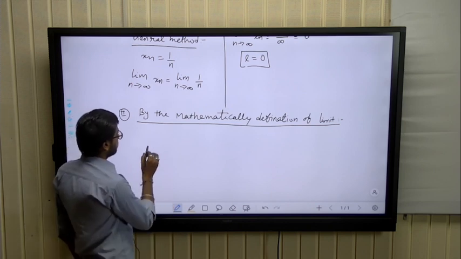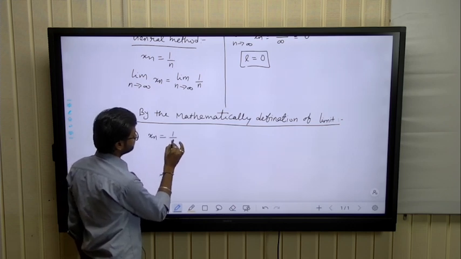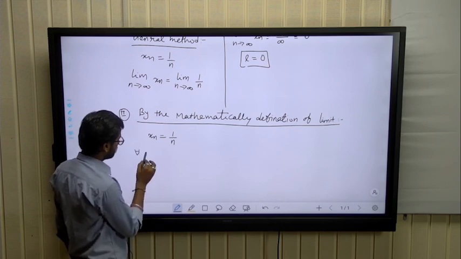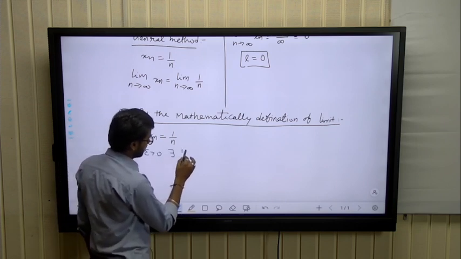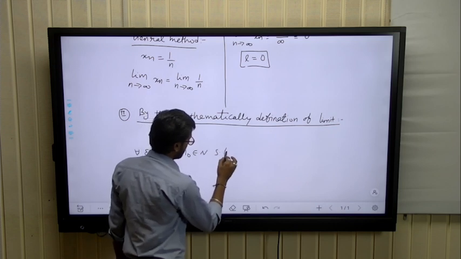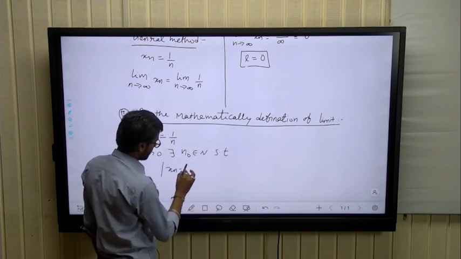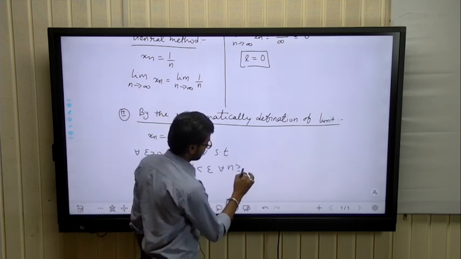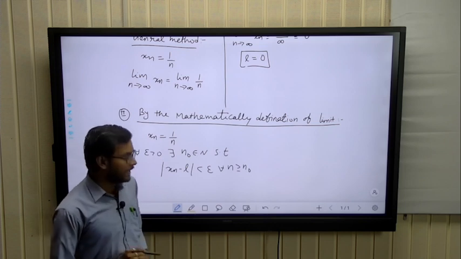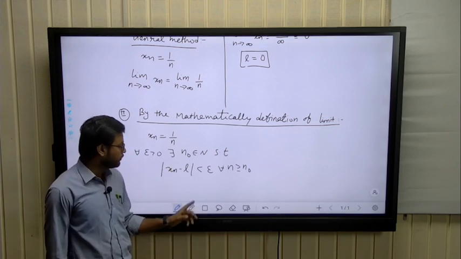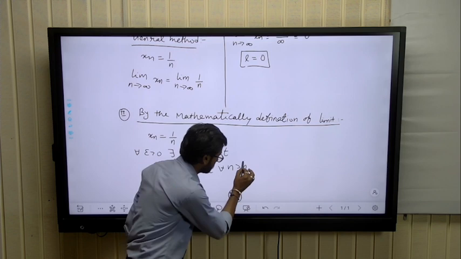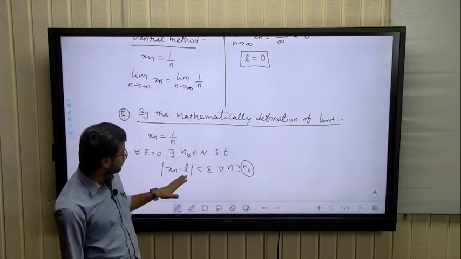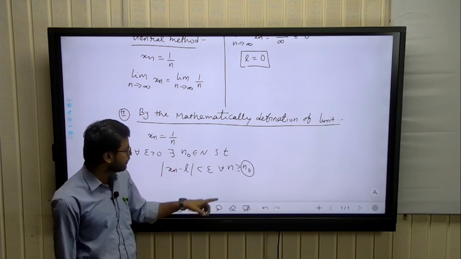Okay, now the given sequence is 1 upon n. What is the definition of limit? For all epsilon greater than 0, there exists n naught belonging to N such that mod xn minus L is less than epsilon for all n greater than or equal to n naught. The main aim of using this definition is to find the value of n naught.